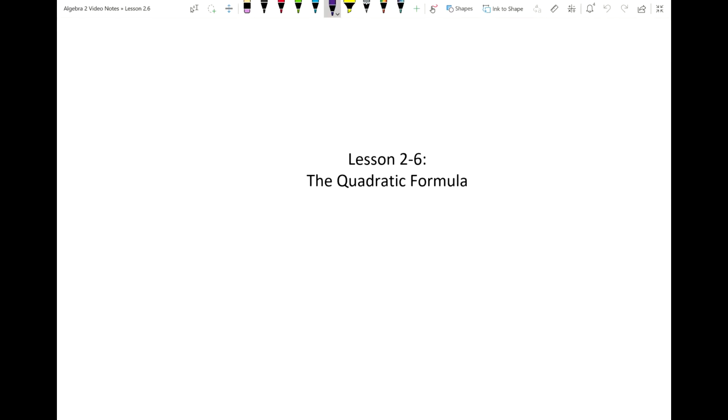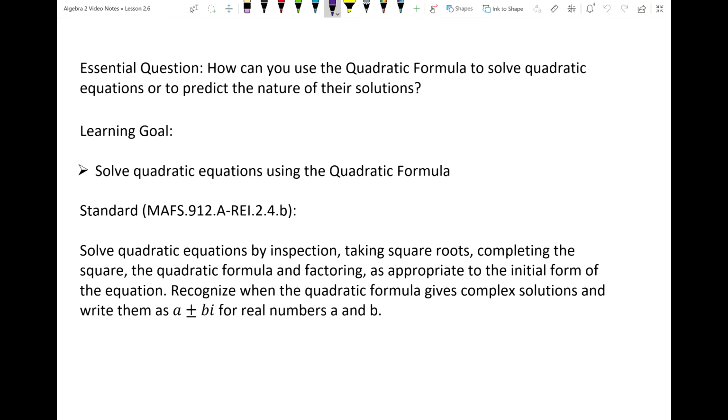So the essential question: how do we use this quadratic formula to solve quadratic equations and to predict the nature of their solutions? So our learning goal is to be able to solve quadratic equations using this quadratic formula.